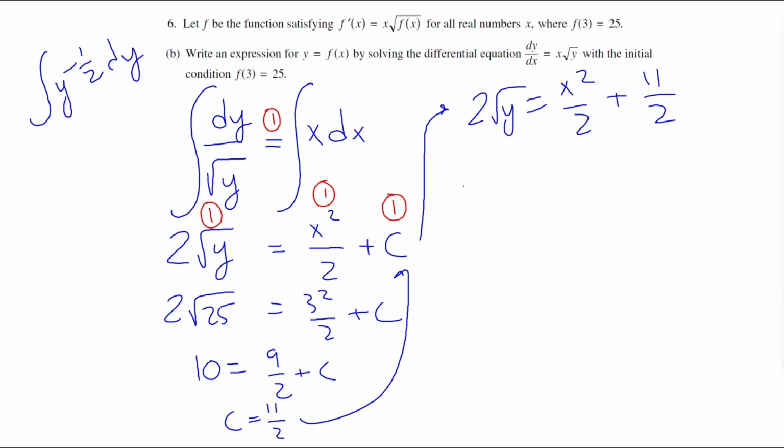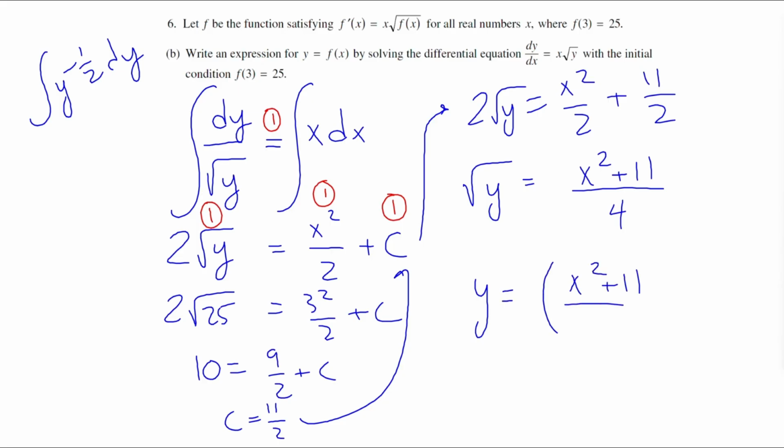We'll divide everything by 2, and when we do that, we can, of course, just put this into a singular fraction. X squared plus 11 over 2 divided by 2 more is going to be 4. And then we'll just square both sides. So y is equal to (x squared plus 11 over 4) squared. And that should be our final answer.